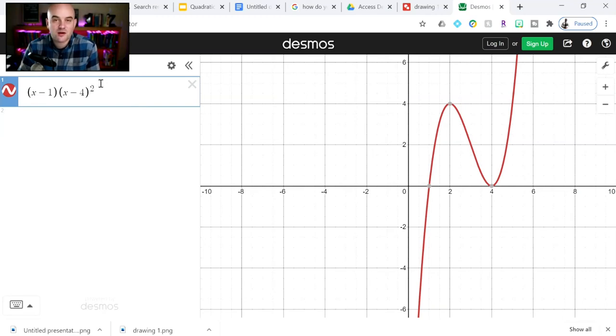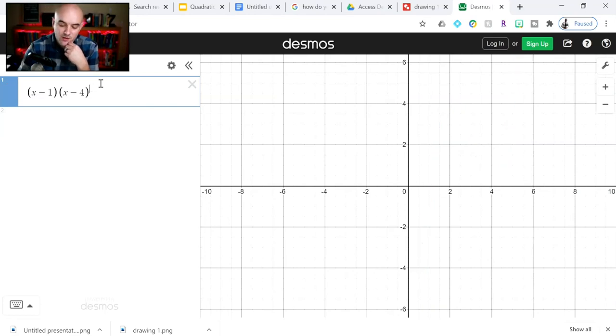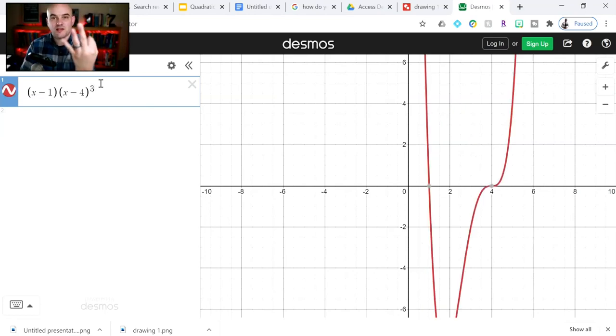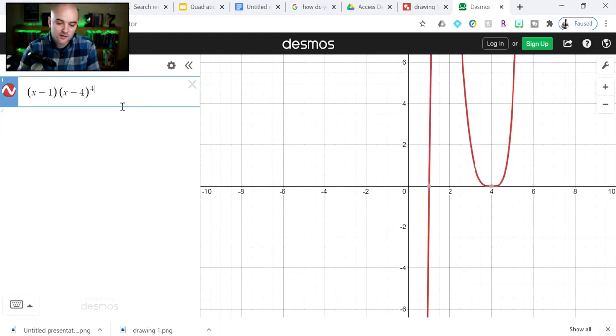If it's raised to the power of 2, the multiplicity is 2, right? If it's raised to the power of 3, the multiplicity is 3. That means that the x minus 4 factor shows up 3 times. If I make it 4, that means the multiplicity is 4. We could rewrite that as x minus 1 times x minus 4 times x minus 4 times x minus 4 times x minus 4. That x minus 4 can get listed 4 times. I just simplify it by writing it to the power of something.